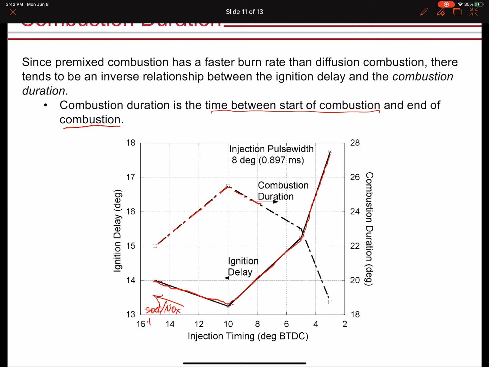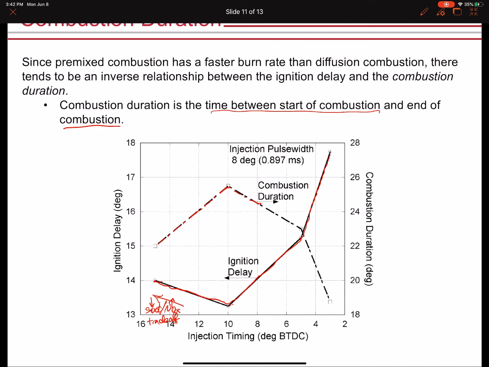Basically, as we advance timing, we increase the amount of premix burning, which decreases soot, but that also substantially raises temperatures. That higher release of energy with premix combustion results in higher temperatures in the cylinder, and so that tends to increase NOx. More premix burning, decrease soot, but you increase NOx. The soot-NOx trade-off. So that's not good.